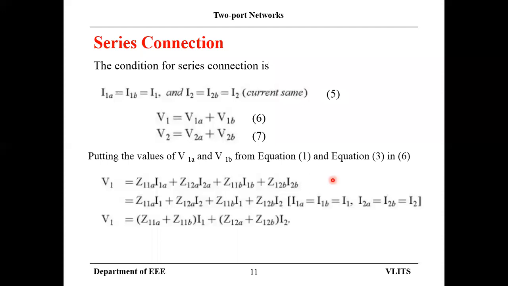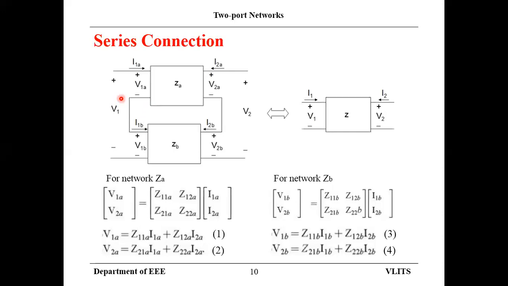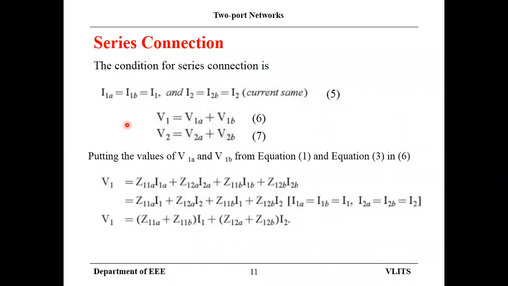Then the condition for the series connection, as you know, because in the series network, the current flowing through the series elements is the same. Which means here I1A is equal to I1B is equal to I1, because this is the total current flowing through this one, the current flowing through this network ZA is I1A, and the current flowing through this network ZB is I1B.